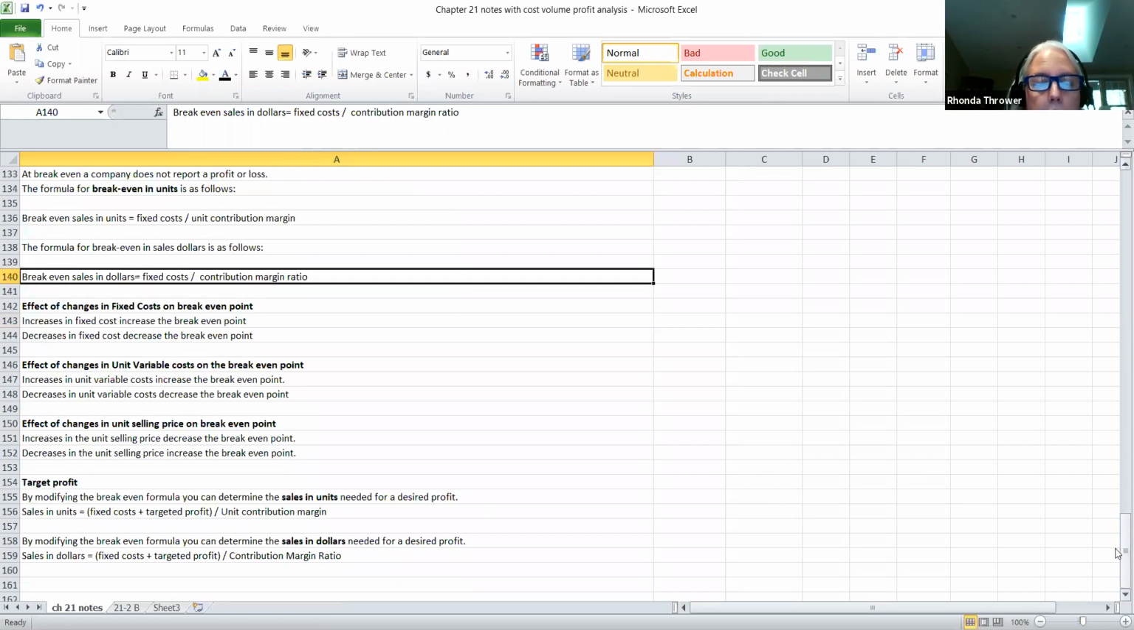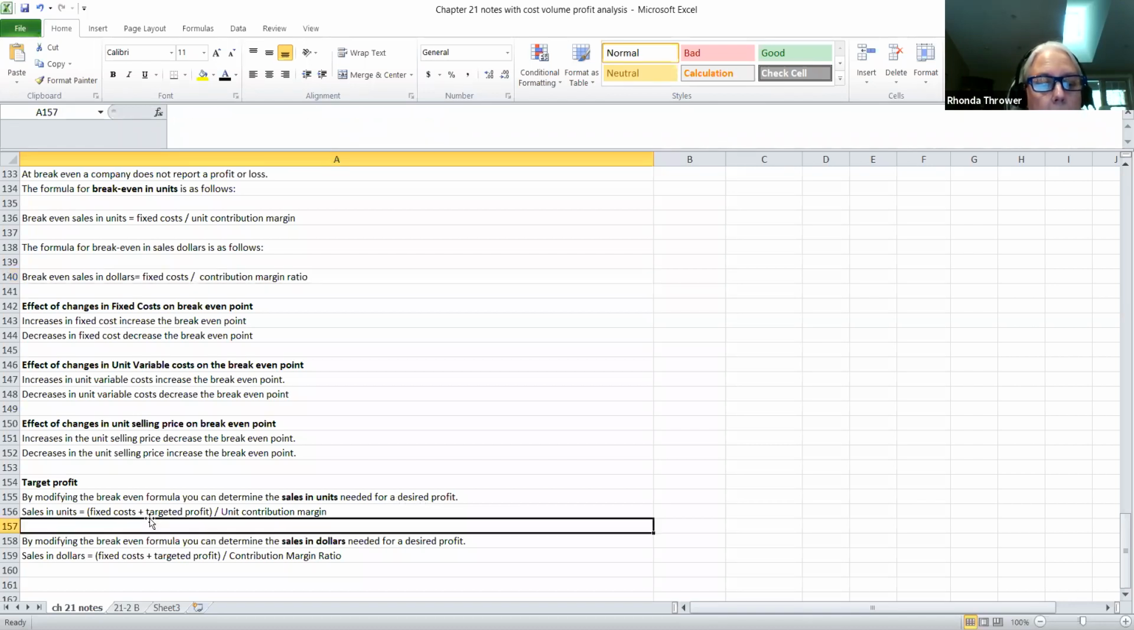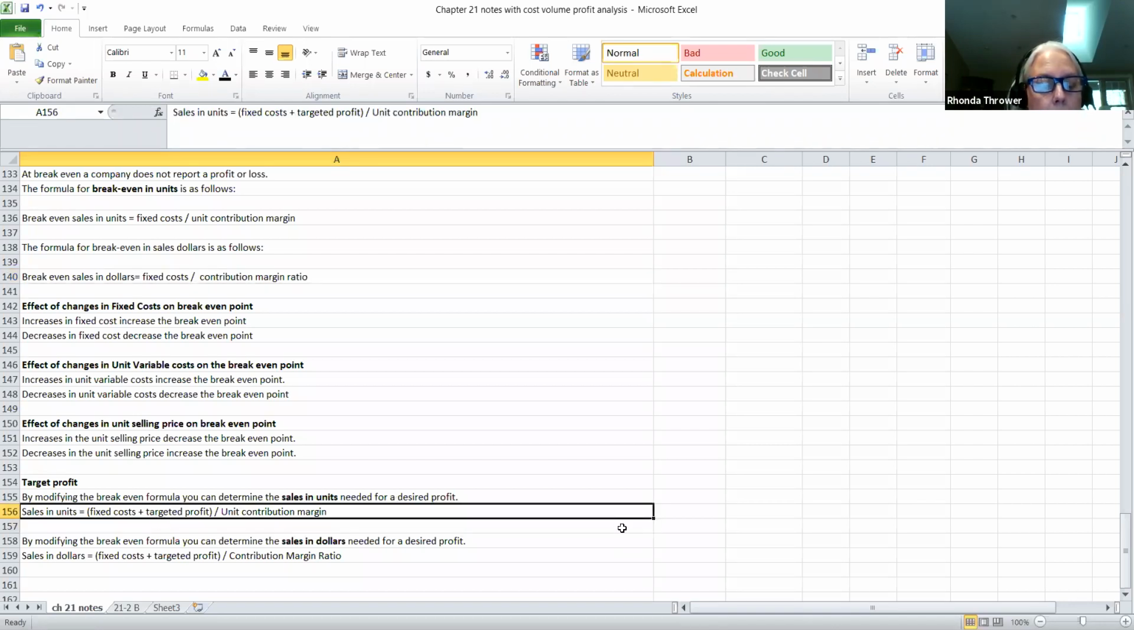And so management is going to use some of these formulas to help them make decisions about how they should operate the company. Also, if management wants to get a target profit, all they have to do is modify the break-even formula, and you can determine the sales in units that you'll need to get that desired profit. And this is the formula that they use for target profit.